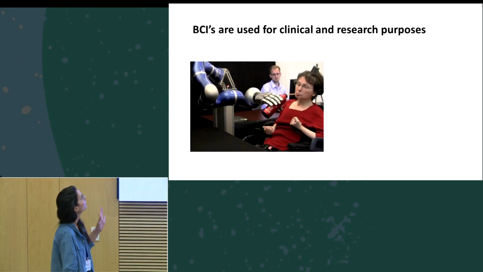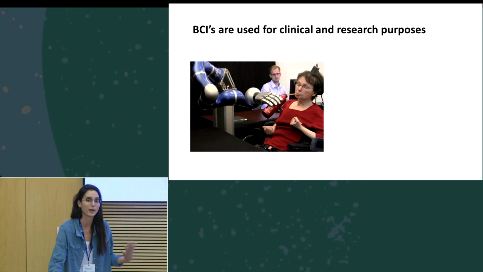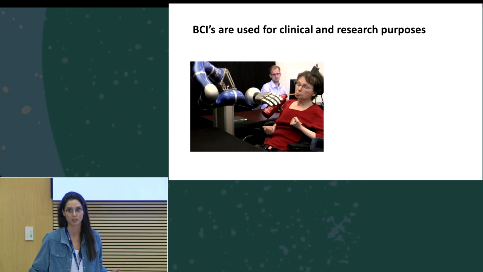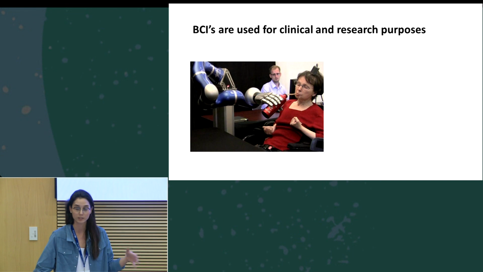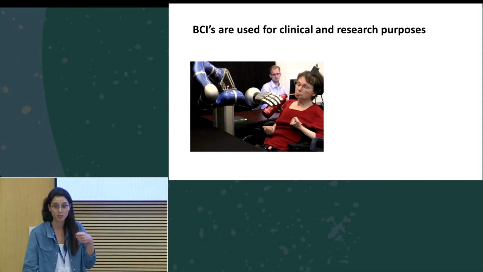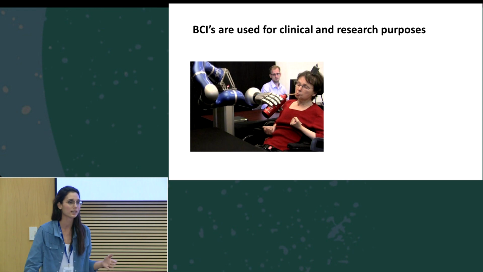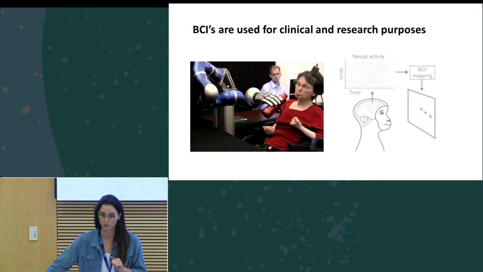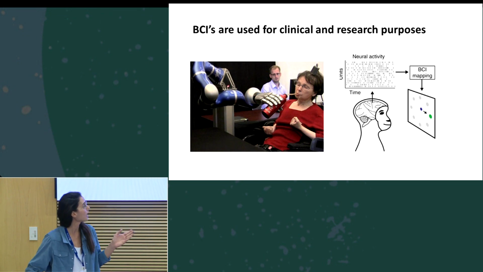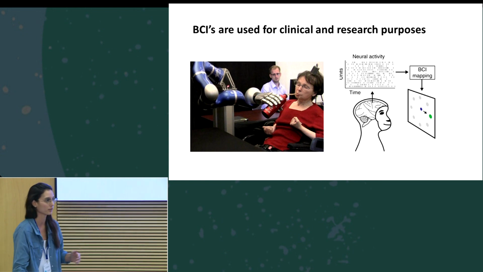Nowadays, brain-computer interfaces are mainly known for their clinical purposes. For example, this disabled woman is using her brain activity in order to activate a robotic arm that fetches her the drink she wants. But BCIs are not only used for clinical purposes, they are also used for research purposes. And we do that by using lab animals, for example, monkeys or mice, in order to better understand the learning processes that happen in our brain.